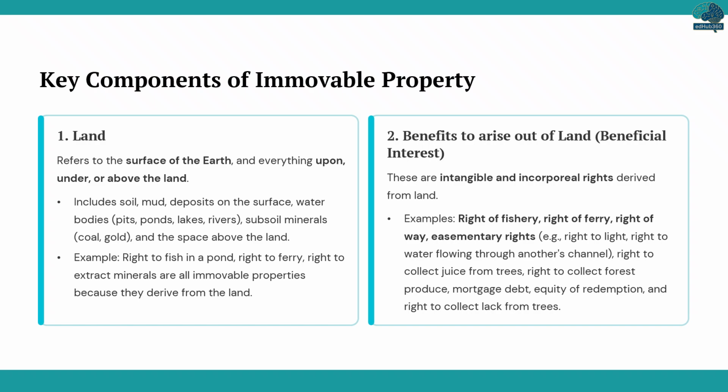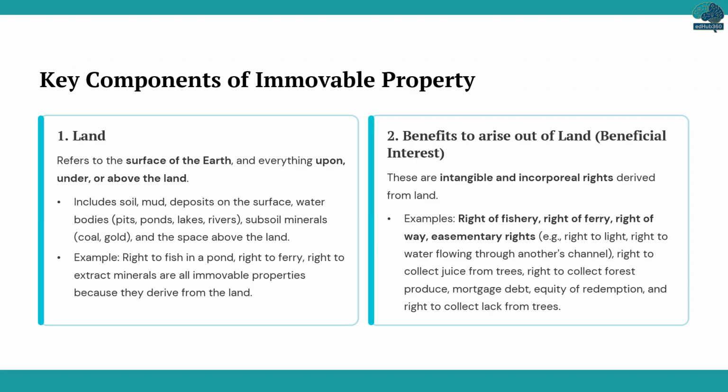Secondly, benefits to arise out of land, also known as beneficial interests, are intangible rights derived from land. Examples include rights of fishery, ferry, or way, easementary rights, and the right to collect forest produce or even juice from trees. Thirdly, we have things attached to the earth, as defined in Section 3 of the TPA.